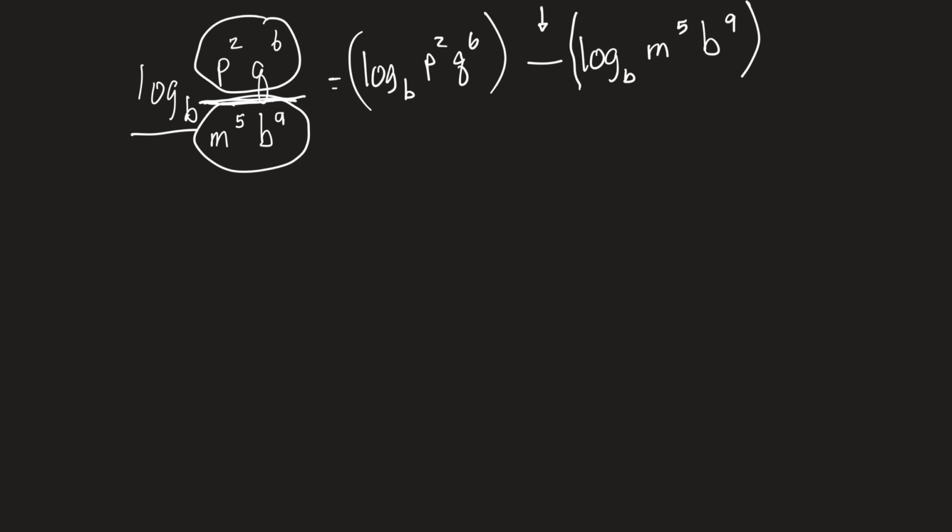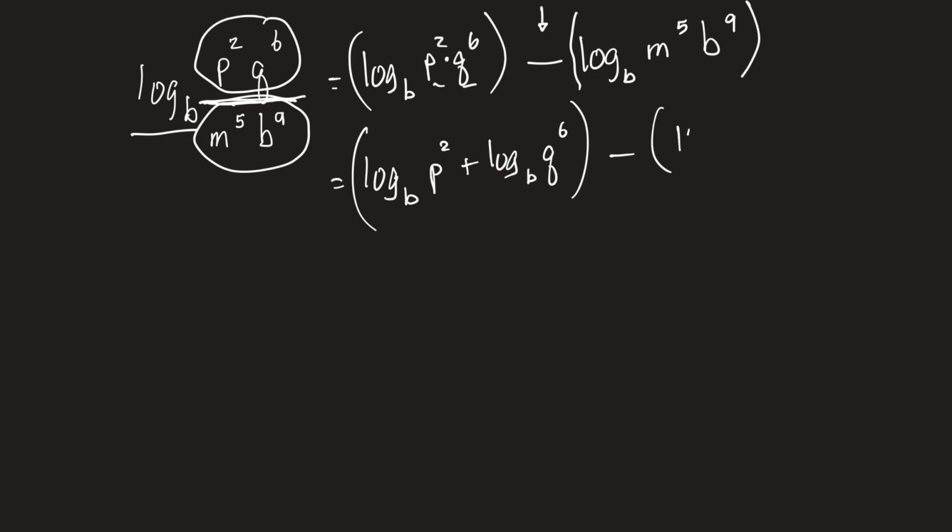Okay, so I'm taking log base b of a product, p squared times q to the 6th. So I can call that log base b of p squared plus log base b of q to the 6th. Okay, minus log base b of m to the 5th plus log base b of b to the 9th.